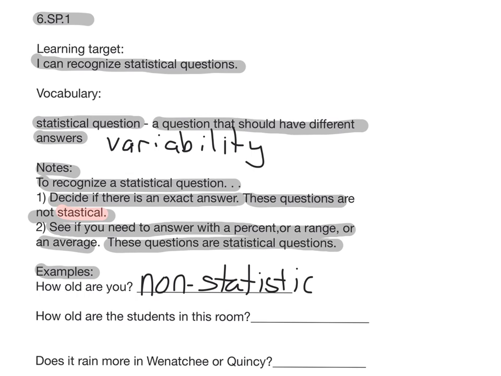So next question. How old are the students in this room? Notice the similarity in the questions. First, how old are you? Non-statistical. How old are the students in the room? Well, you can't just say one answer. It depends which ones you're talking about. So you might say 30% of the students are 11, or half of the class is 13 and half is 12, something like that. Since the answers are variable, that is a statistical question. It requires statistics to give a good answer.